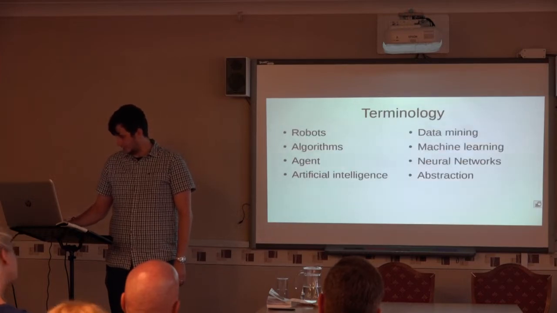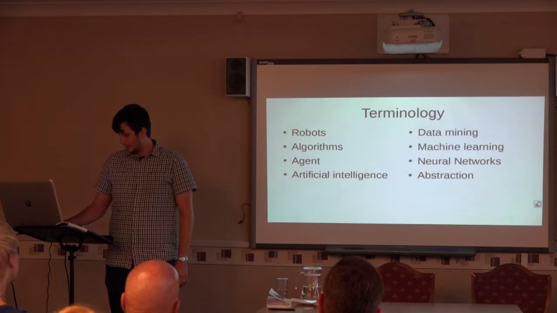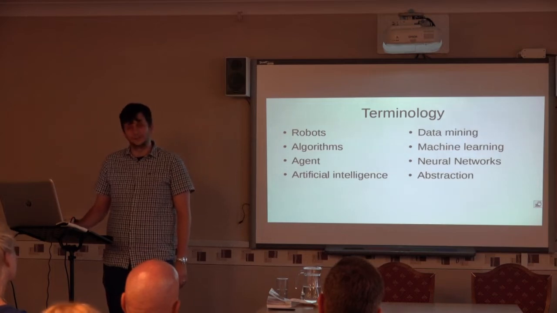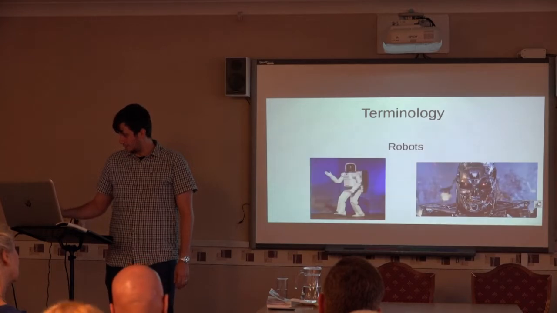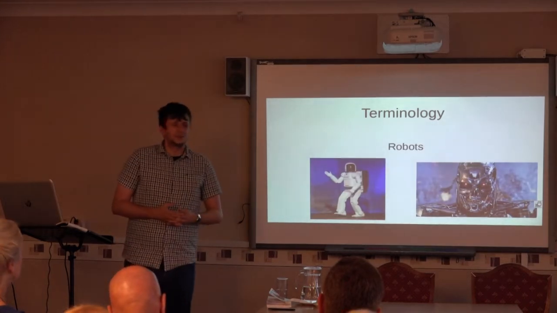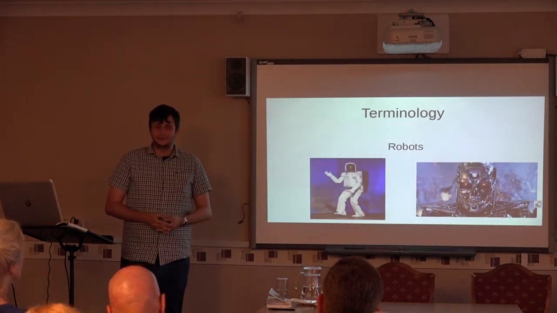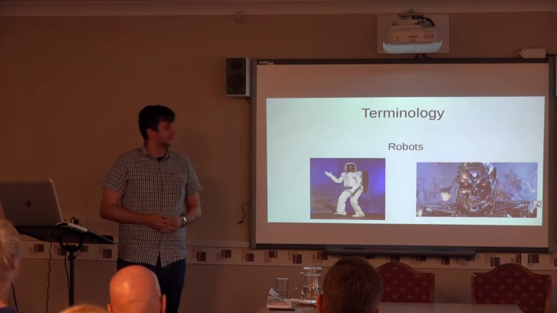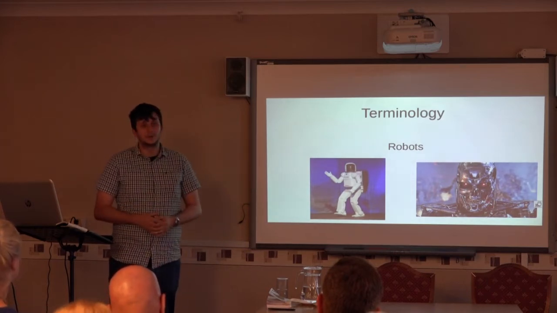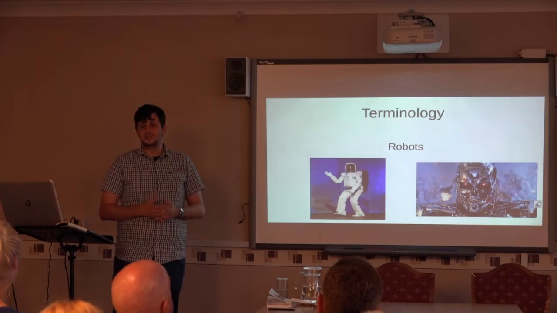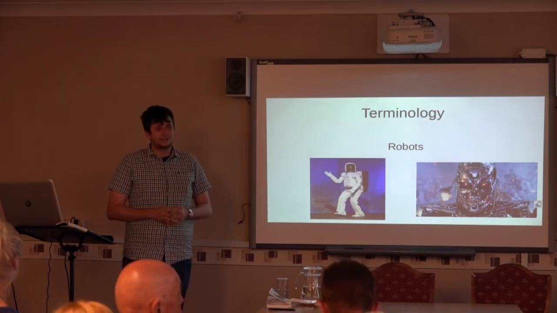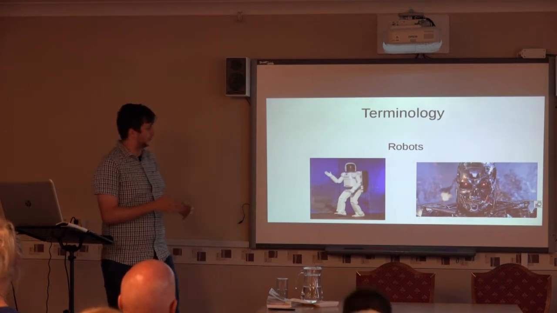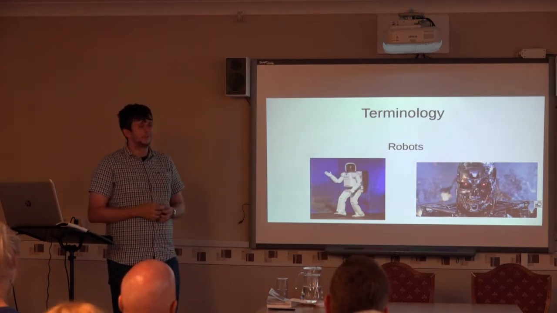Okay, so terminology. There are lots of words associated with AI. And I will start with robots. So when people talk about an artificial intelligence, they often think about the Terminator or some of the robots that you see, because those are the most visual examples of AI. But an AI isn't really a robot. The robot is just the physical body that happens to be controlled by an AI.